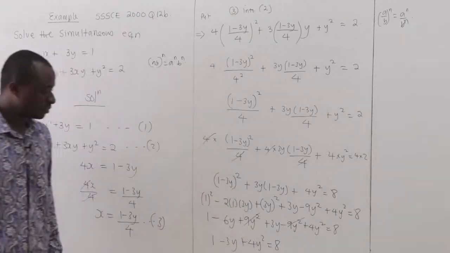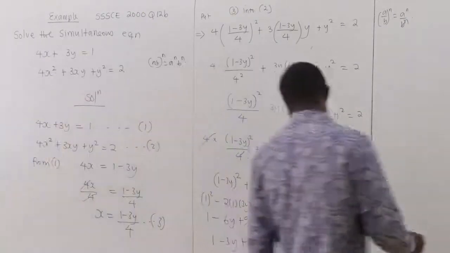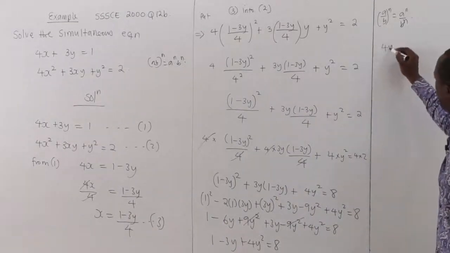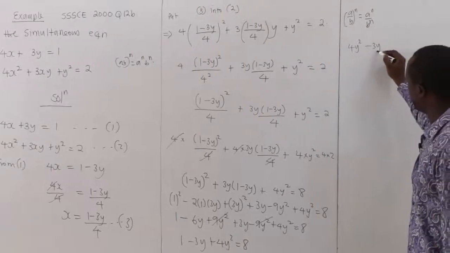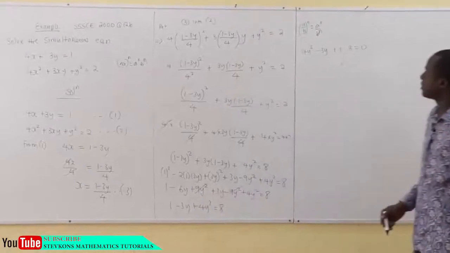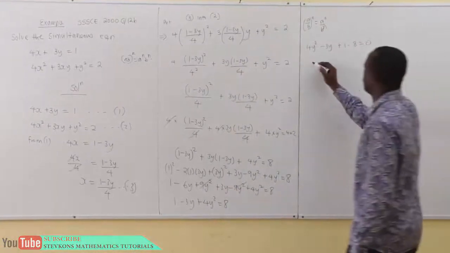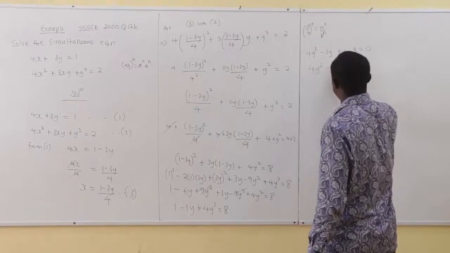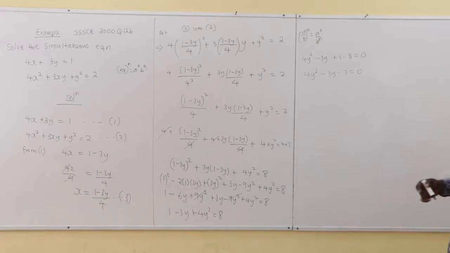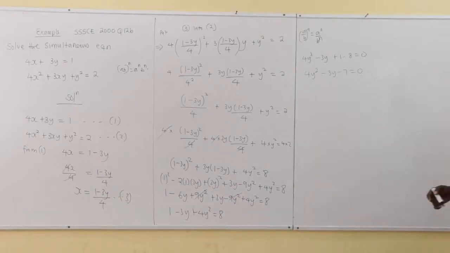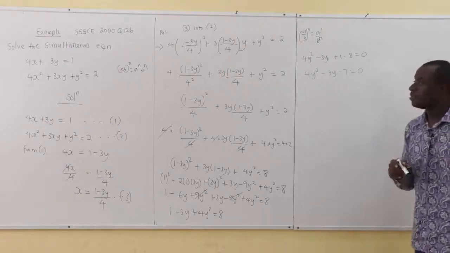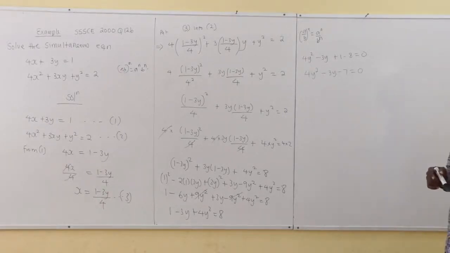You are getting a quadratic equation. So let's put it in standard quadratic equation form. So we have 4y squared minus 3y plus 1 minus 8 equals 0. Positive 8 crossing to the left-hand side becomes negative. So clearly, 4y squared minus 3y minus 7 equals 0. 4 times 7, that is negative 28. So we need two numbers that, when you multiply, you get negative 28, but when you add, you get negative 3.